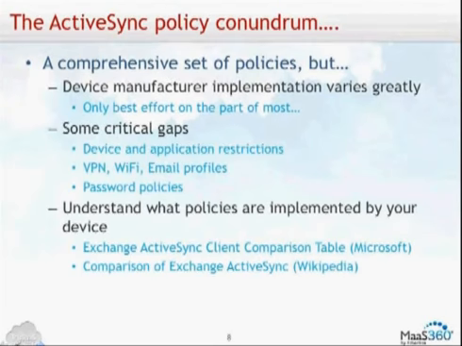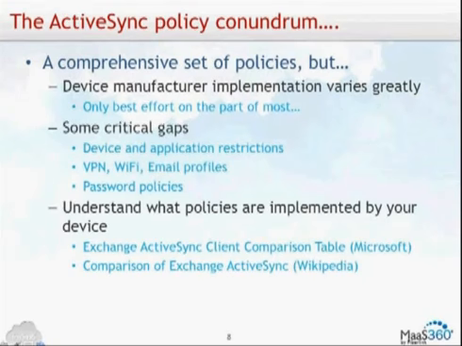ActiveSync policies were created to leverage capabilities of Windows Mobile 5 and 6 phones. They include a comprehensive set of policies that can achieve a very secure mobile device posture for those devices. What we are seeing is Apple and Google have implemented a small subset of those ActiveSync policy capabilities. It's really only a best effort and basically the minimum required to even be considered for enterprise adoption.